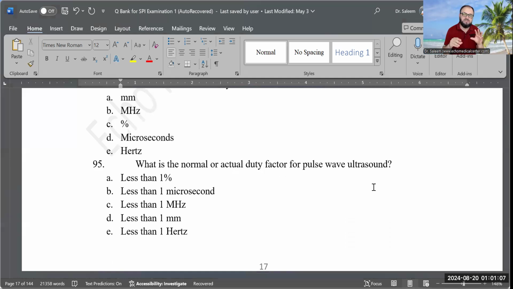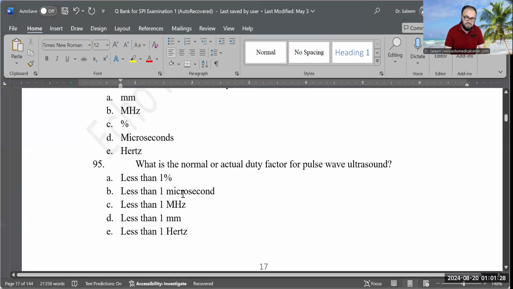Okay, let me make the question more clear. In the real world, for a pulsed wave imaging ultrasound, how much time, as a duty factor percentage, does the machine take to transmit the pulses, and how much time does it take to listen back? Which one is the correct answer? Less than 1%, less than 1 microsecond, less than 1 megahertz, less than 1 millimeter, or less than 1 hertz? What do you think?